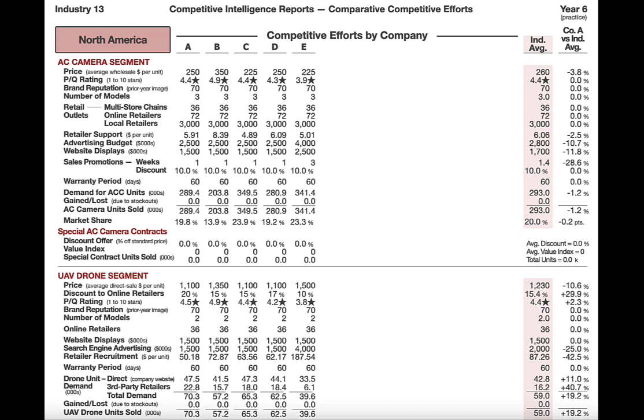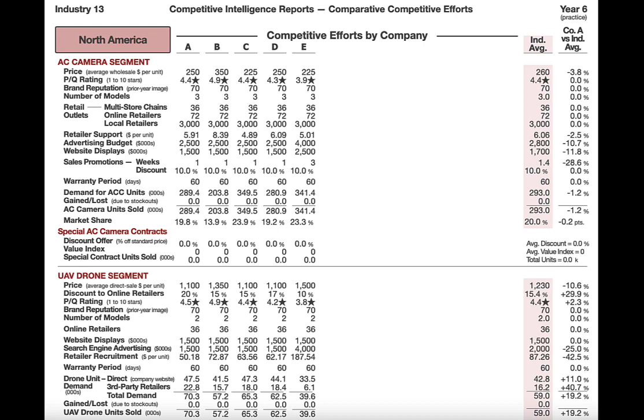So in North America, I can see the breakdown. The average is 260 for the AC camera. Team A's 250, B 350, C 225, D 250, E 225. Okay. So you should be asking yourself, well, Team B is charging 350. Do they have the right to charge 350? Well, let me look at the PQ rating. How many stars do they get?